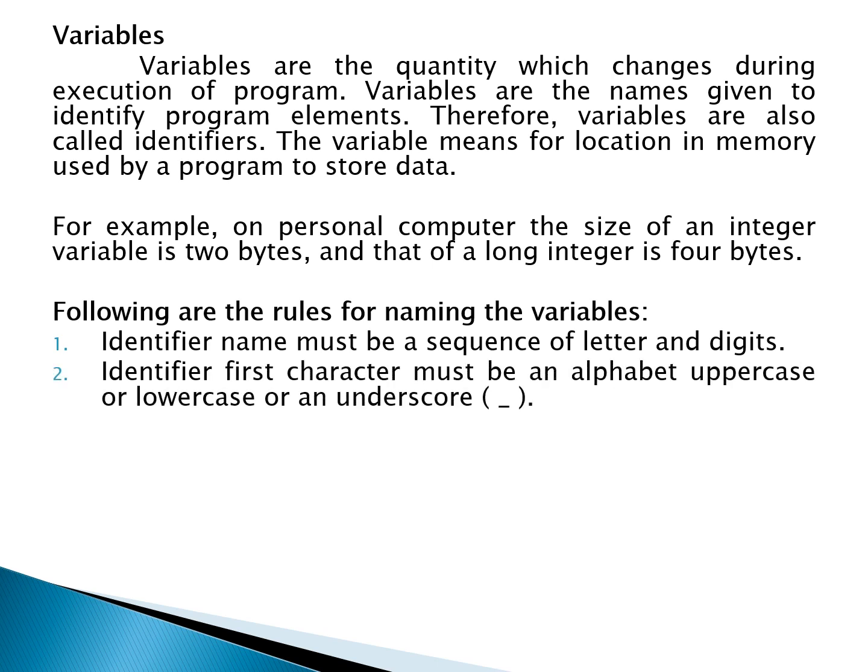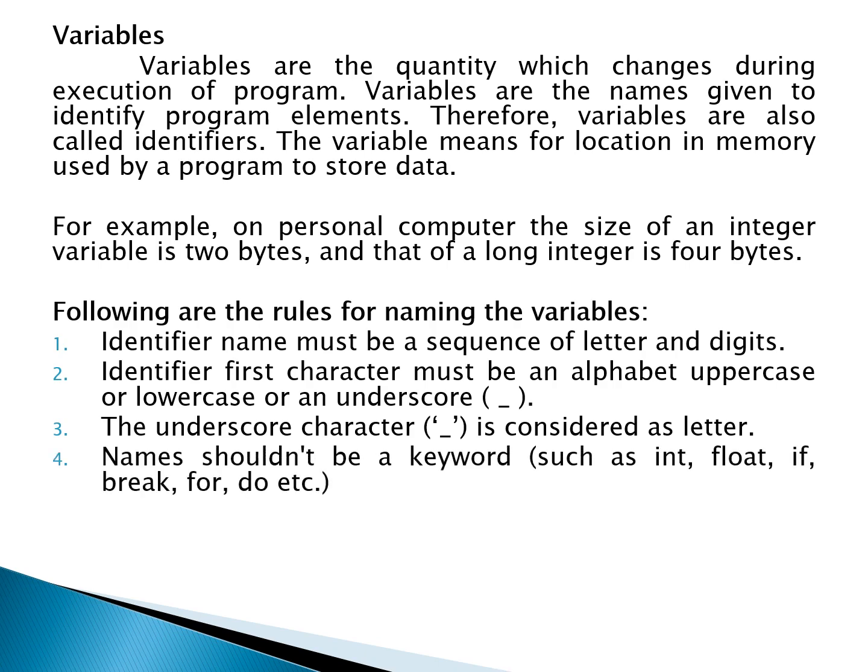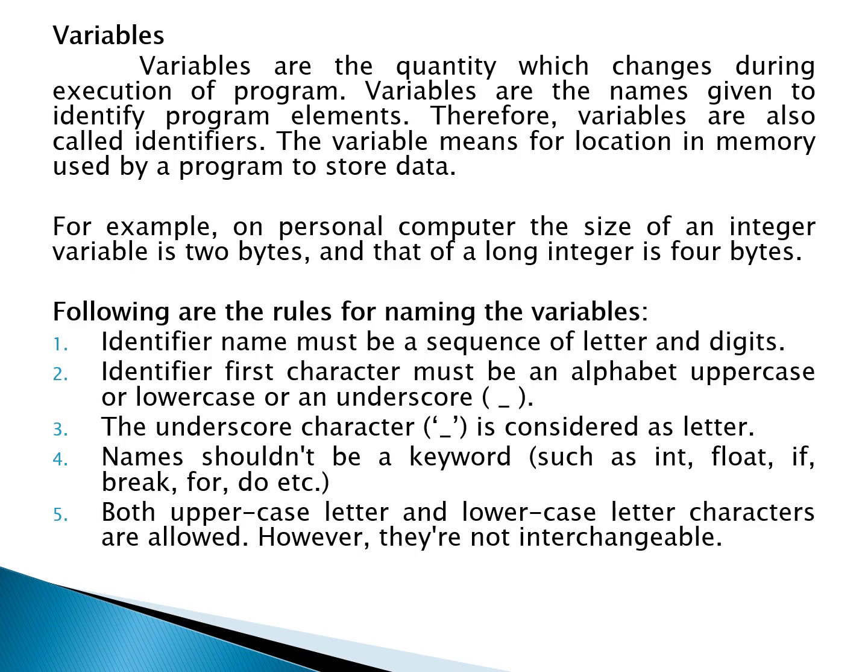The identifier's first character must be an uppercase or a lowercase alphabet, or it can be an underscore. If we consider a digit, then it is invalid. The first character should be an alphabet or an underscore. An alphabet can be uppercase or lowercase. The underscore character is considered as a letter, and whatever variable names we are using should not be a keyword or a reserved word.